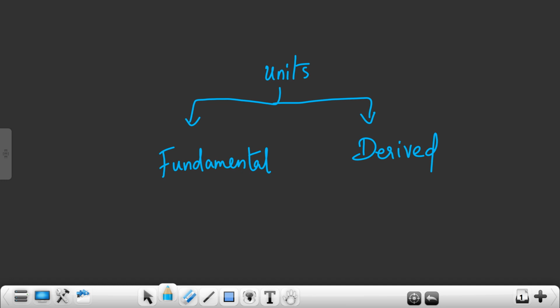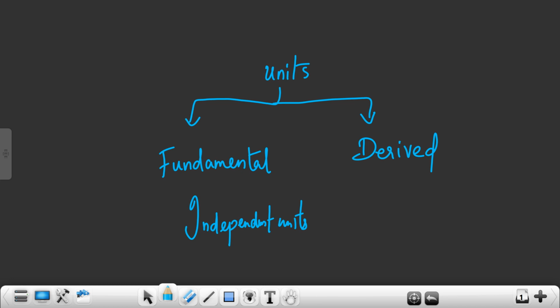A fundamental or basic unit is that which is independent of any other unit, or which can neither be changed nor be related to any other fundamental unit. Or independent units are fundamental or basic unit. Then, what is derived unit?